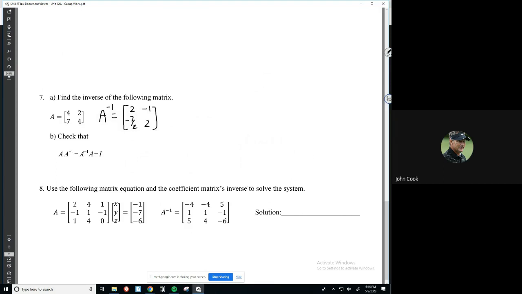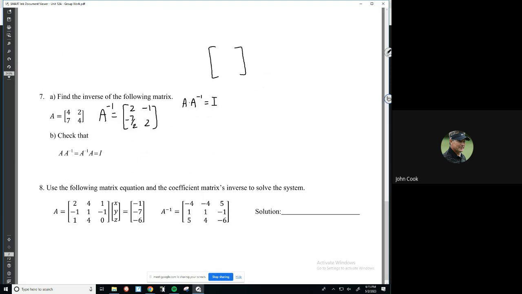Let's start with the first one, A times A inverse. We're trying to show that this is going to be equal to the identity matrix. And the identity matrix is 1s diagonally and then 0s everywhere else. So in a 2 by 2 case, it'd be 1 and then 1 across the other diagonal and then 0s everywhere else. So like that. That's what it's trying to look like, okay?